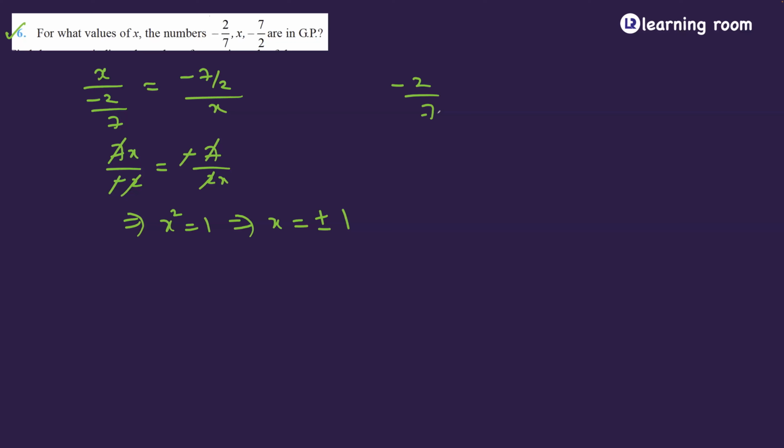So it is minus 2 by 7. And this is minus 7 by 2, right? Minus 7 by 2 means it is minus 3.5. Minus 2 by 7 means minus point something. So answer should be minus 1. Only then it will fall within.